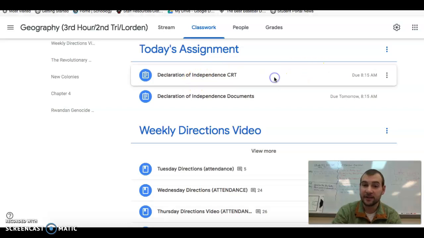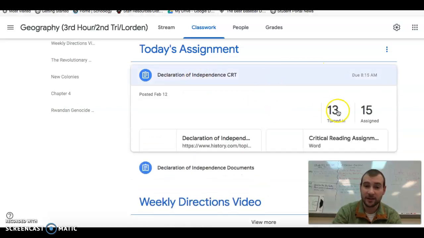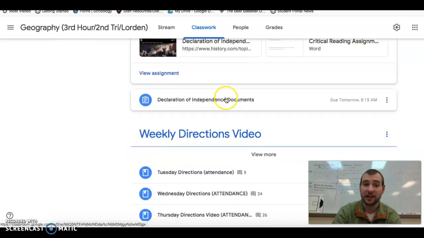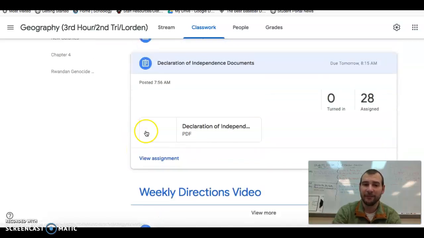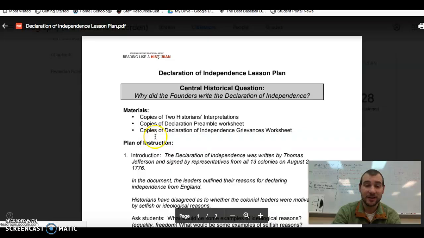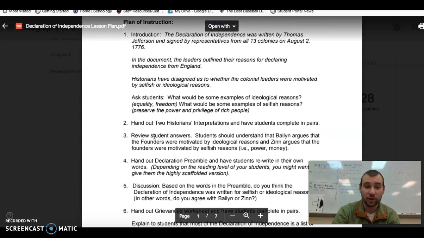On Friday, you guys did the Declaration of Independence, CRT. I've kind of got some base knowledge. Today, we're going to go on to the documents. This time, they're less documenty, I feel like, and a lot of them are more like a worksheet.